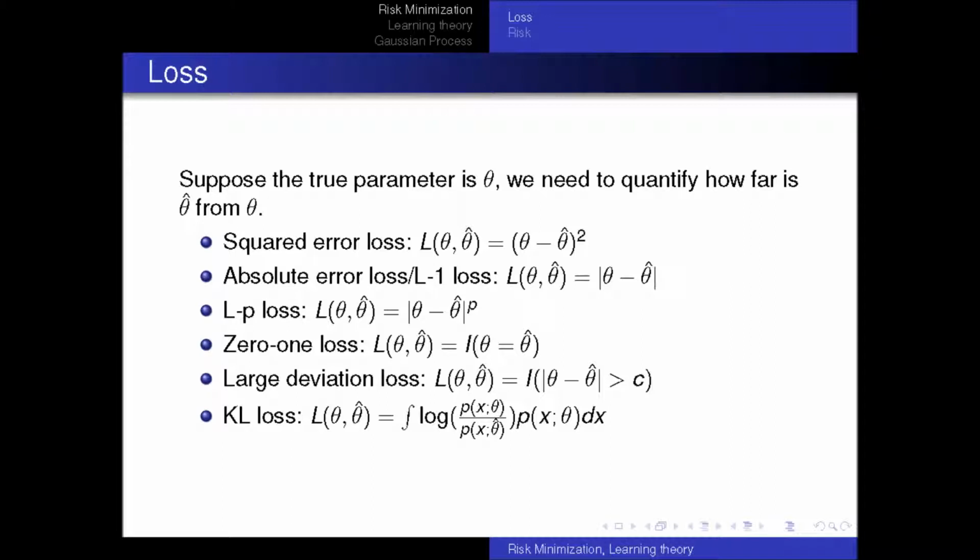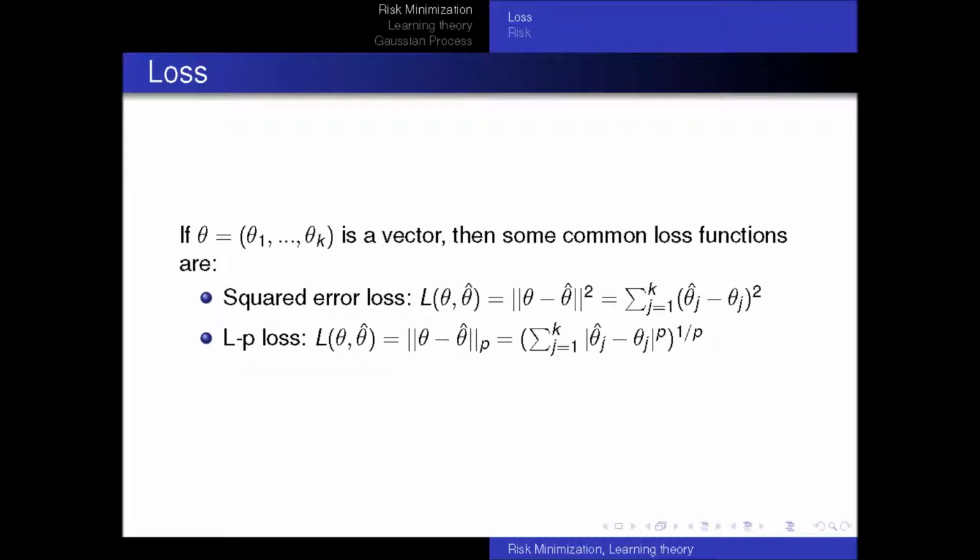If theta is a vector, you can compute the loss in this way. There are two commonly used losses. The first one is squared error loss, where you just sum up all the components, and the second one is called LP loss, where you just sum up the P norm.